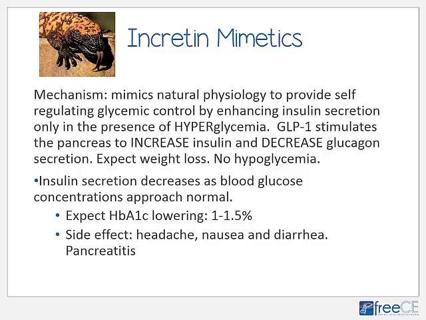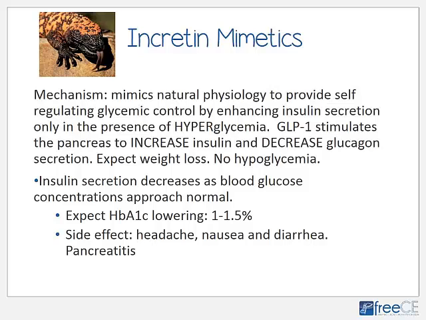Most of us know the story of the incretin mimetics that were found in the saliva of Gila monsters. That's why I have that cute little Gila monster on the top of this slide. And your incretins mimic your natural physiology to provide self-regulating glycemic control. It helps enhance insulin secretion only in the presence of hyperglycemia, of high blood sugar levels. GLP-1 stimulates the pancreas to increase insulin and decrease the effect of glucagon secretion. You're going to see a weight loss and no hypoglycemia.